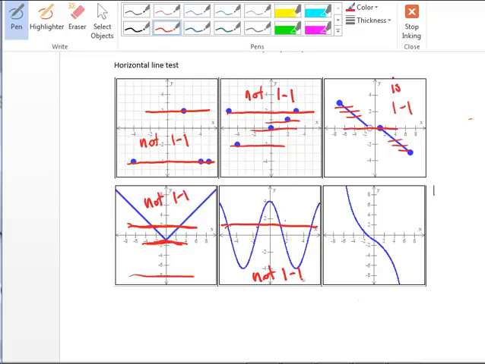And then as our final example, notice that this graph on the far right on the bottom hits once, once, once, once, once. There's really no concerns here. It never jumps back on itself or anything. So since every horizontal line hits at most once, we would say that this last one here is indeed one-to-one.